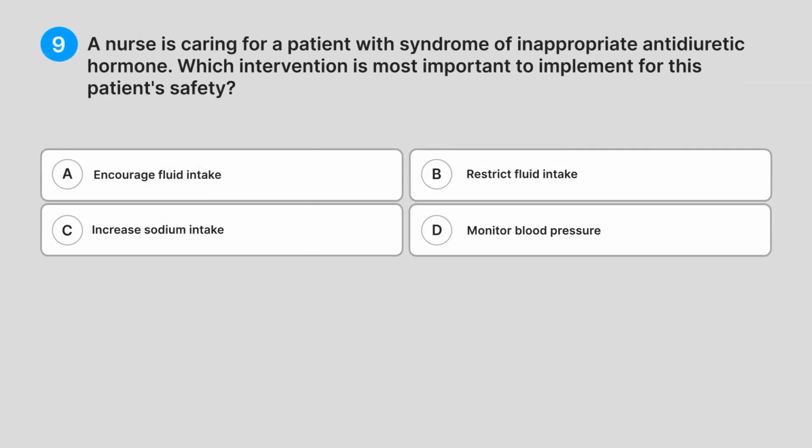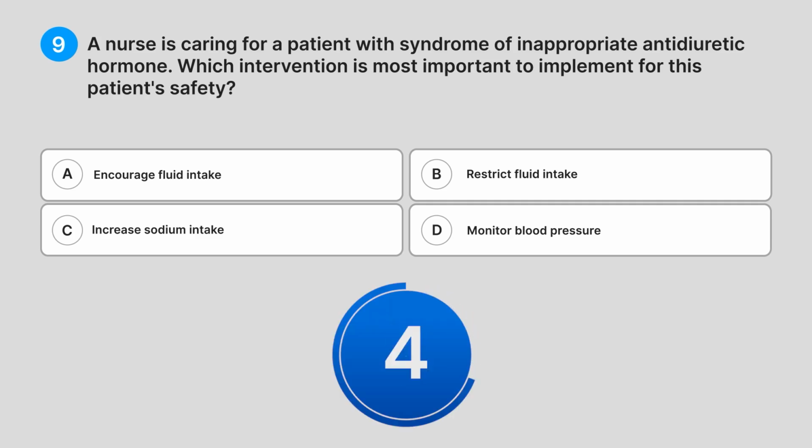9. A nurse is caring for a patient with syndrome of inappropriate antidiuretic hormone. Which intervention is most important to implement for this patient's safety? A. Encourage fluid intake. B. Restrict fluid intake. C. Increase sodium intake. D. Monitor blood pressure. Can you guess the answer?